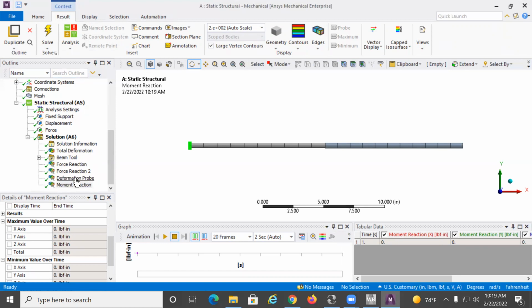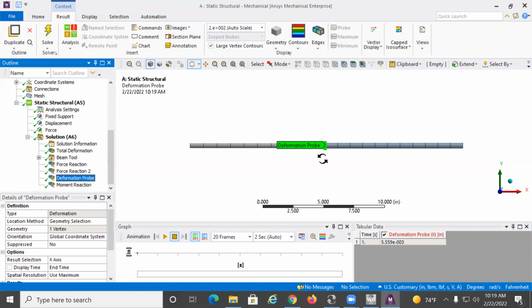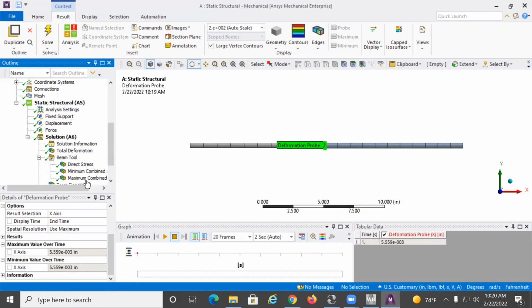We also defined a deformation probe to report the deformation exactly at point B. And when I come here, I find that I got 0.005559, which when we worked it by hand, we also got 0.005556. So again, this is very close. The last thing that we did was to look at the stresses using the beam tool.